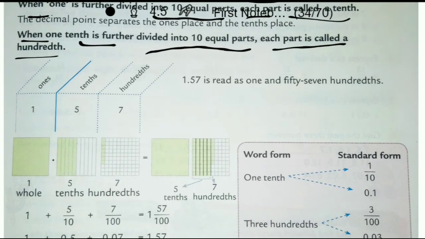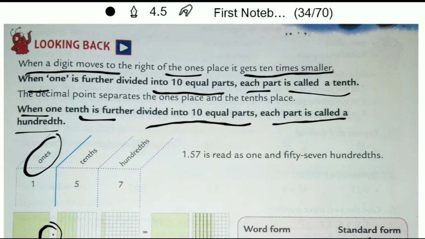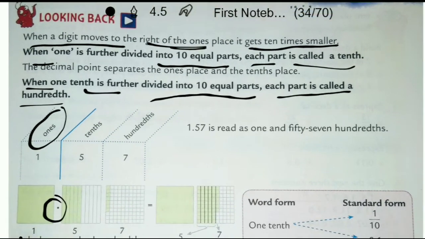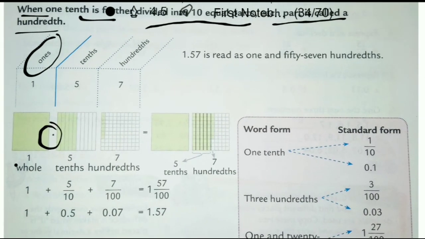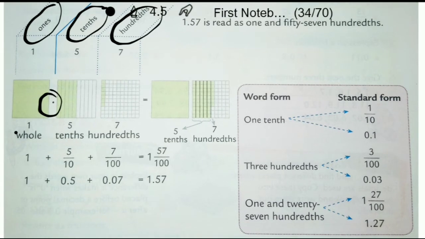See, this is one whole number. Whole number means we can say this is in the place of ones. Then this shows the decimal, and just now I told you, when we move right of the ones place, it gets 10 times smaller. So this one is 5 tenth. Next is 7 hundredth. So like this we can represent.